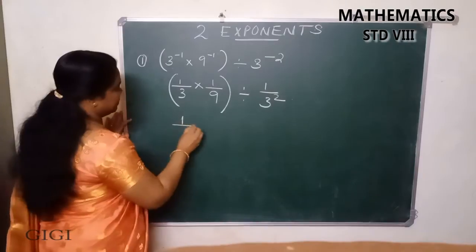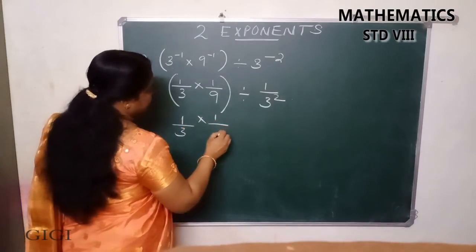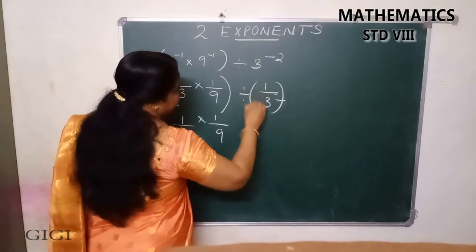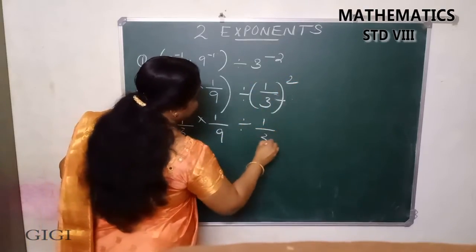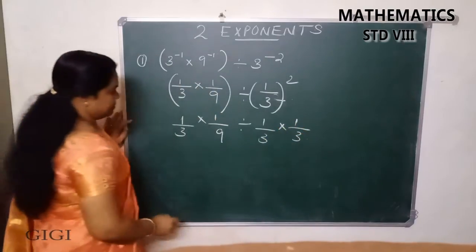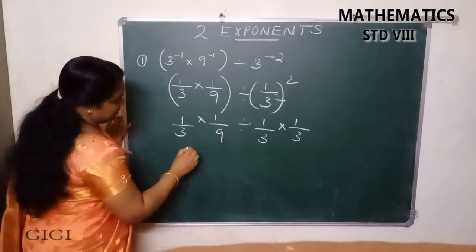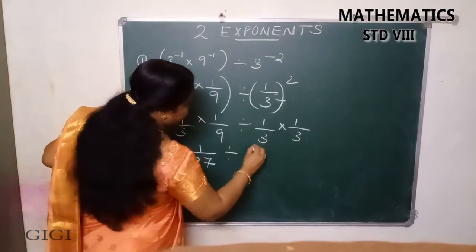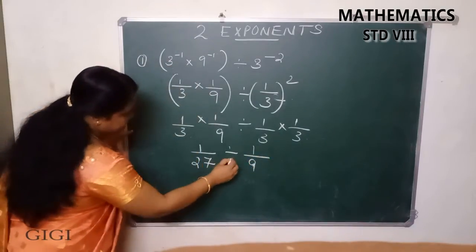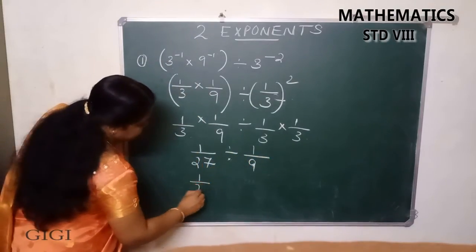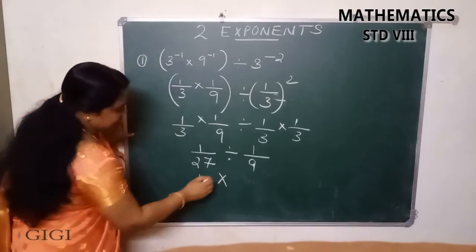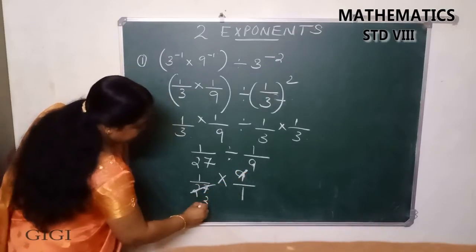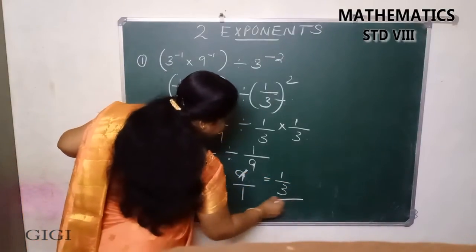That is equal to 1 by 3 into 1 by 3, which is 1 by 9. So we can write it as 1 by 3 into 1 by 9, which is 1 by 27, divided by 1 by 9. Here this is a division, so using the reciprocal, the reciprocal of 1 by 9 is 9 by 1. Cancelling, 1 by 3 is the answer.